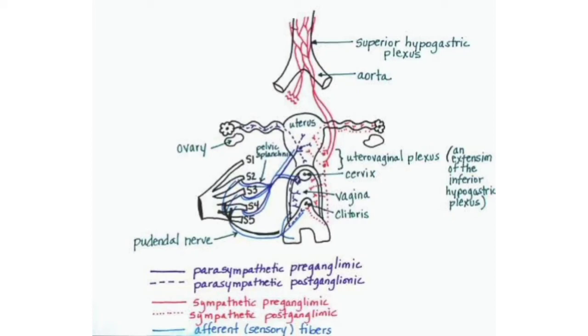Mainly it supplies the upper part and most of the vagina, but the lower part of the vagina is supplied by another famous nerve, known as the pudendal nerve. So the pudendal nerve also supplies the vagina, but it mainly supplies the lower part of the vagina, while the main supply of the vagina is the utero-vaginal plexus.